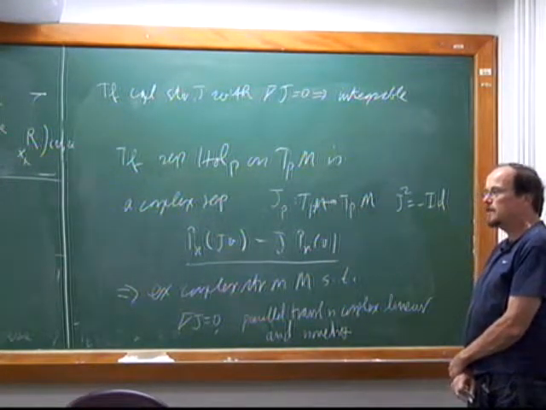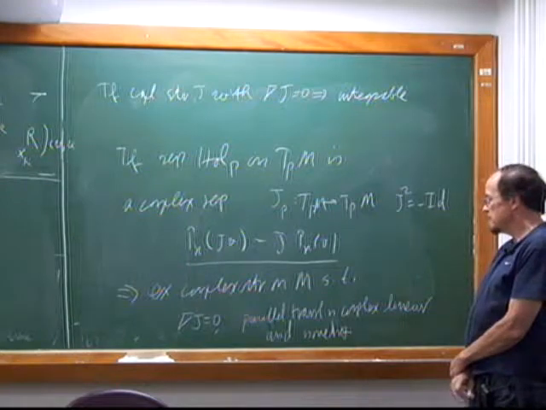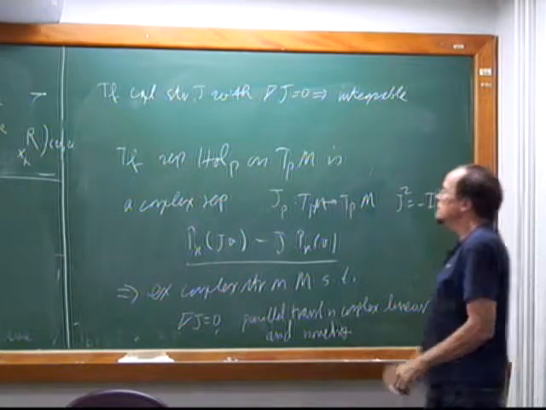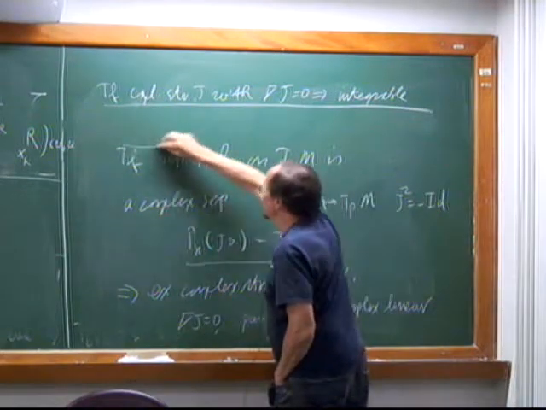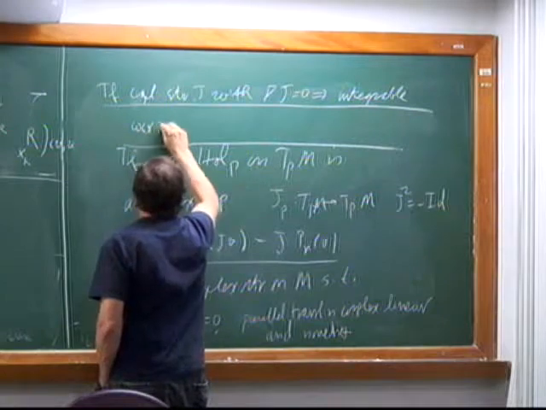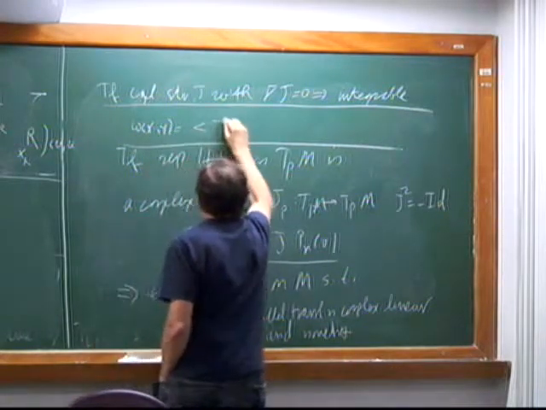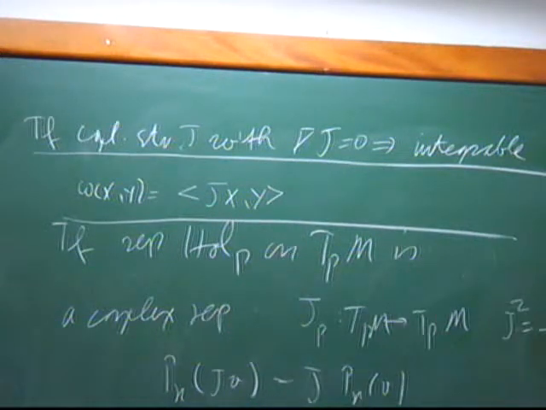Does that mean you have a Kähler manifold? Yes. So what do I need for a Kähler manifold? I want to define a form, a two form. I do it by defining it as J x, y. That's how I would have to define it if it's part of the definition of being Kähler.